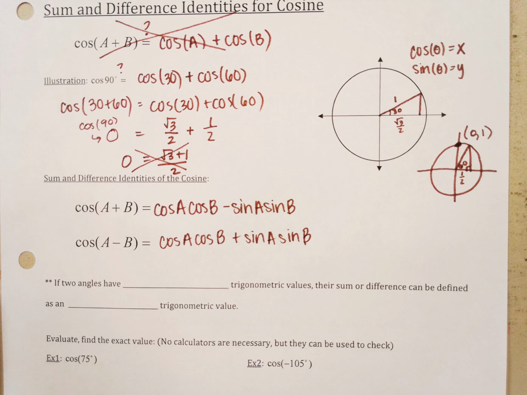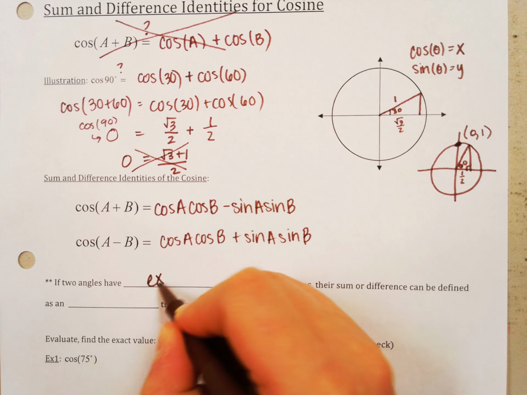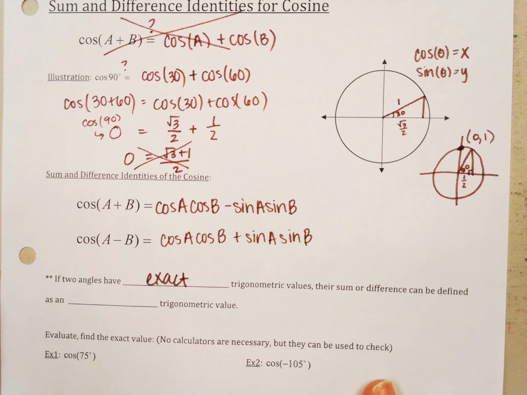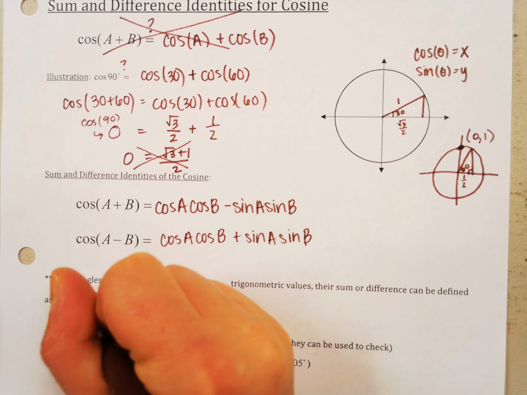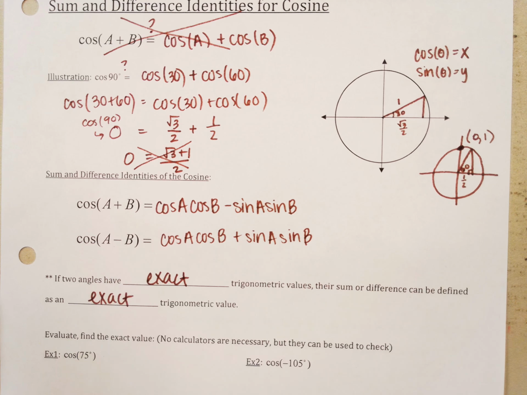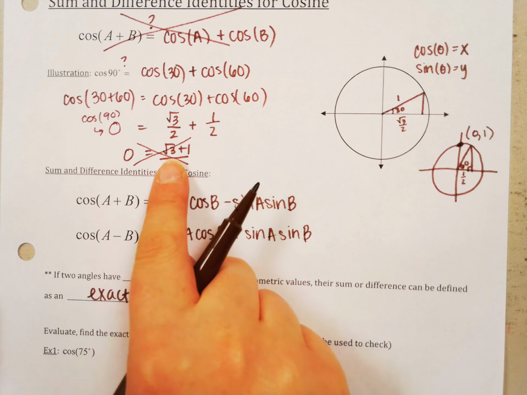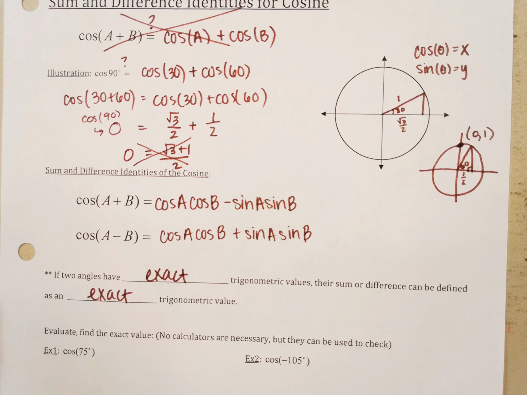Now, if we're dealing with values that actually have an exact answer, so if two angles have an exact trig value, their sum or difference can be defined as some exact trigonometric value. In other words, if we're dealing with stuff on the unit circle, you need to find a real, exact answer, versus some decimal approximation. You can't just plug it into your calculator.